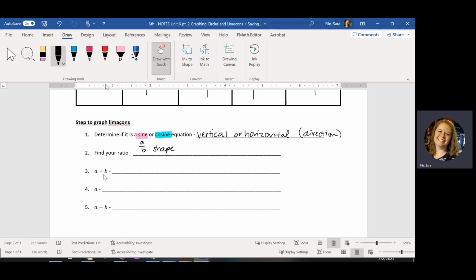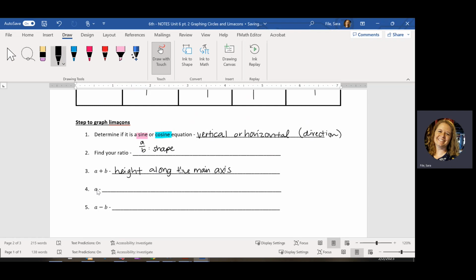And then when we get the sum of A and B, this is going to be that top point, like the height from the pole. How high up, or if it's cosine, left or right, is that furthest point from the pole. Okay, I'm going to call it the height. And I'm going to call this the main axis. The main axis is determined by whether this is sine or cosine, right? If it's sine, the main axis is the vertical. If it's cosine, the main axis is the horizontal.